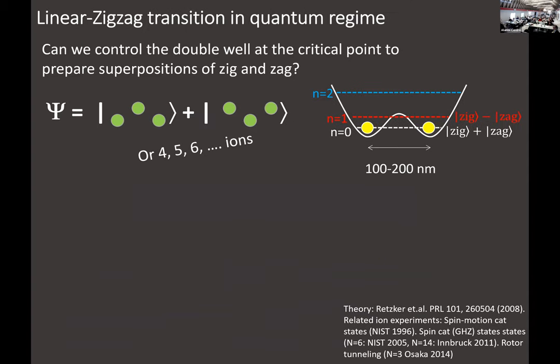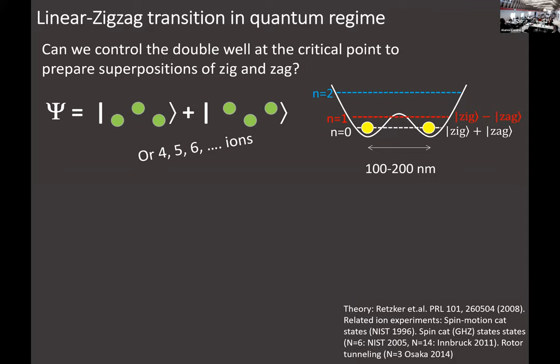Okay, I told you about frequency numbers, let me give you some spatial numbers. What's the double well spacing in real units? The spacing when you form these first 2 states just below the energy barrier, where we perhaps think about tunneling, is a double well spacing somewhere in the range of a couple hundred nanometers. I've talked about how we want to see superpositions. For example, a ground state here would correspond to a superposition of zig and zag. So that's for 3 ions.